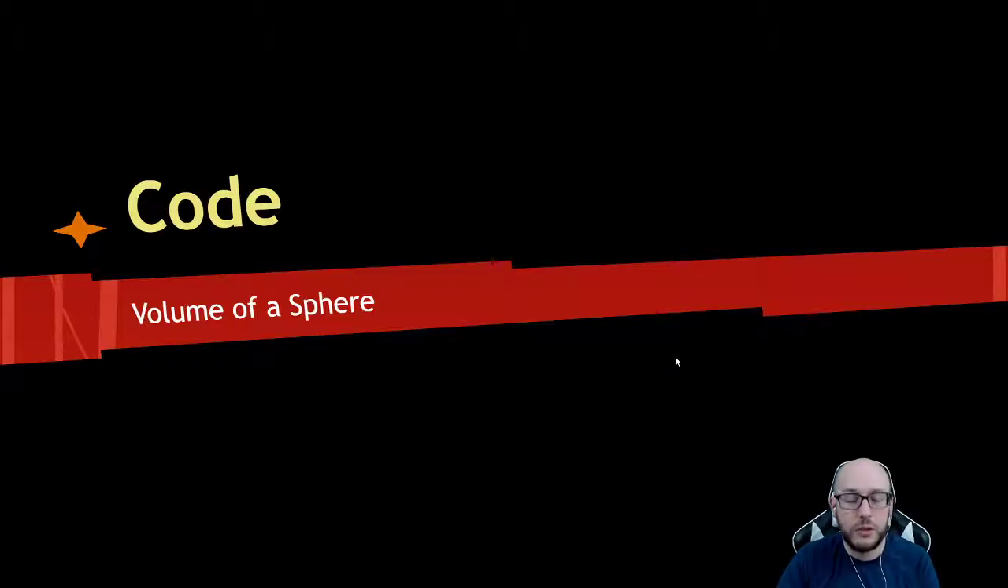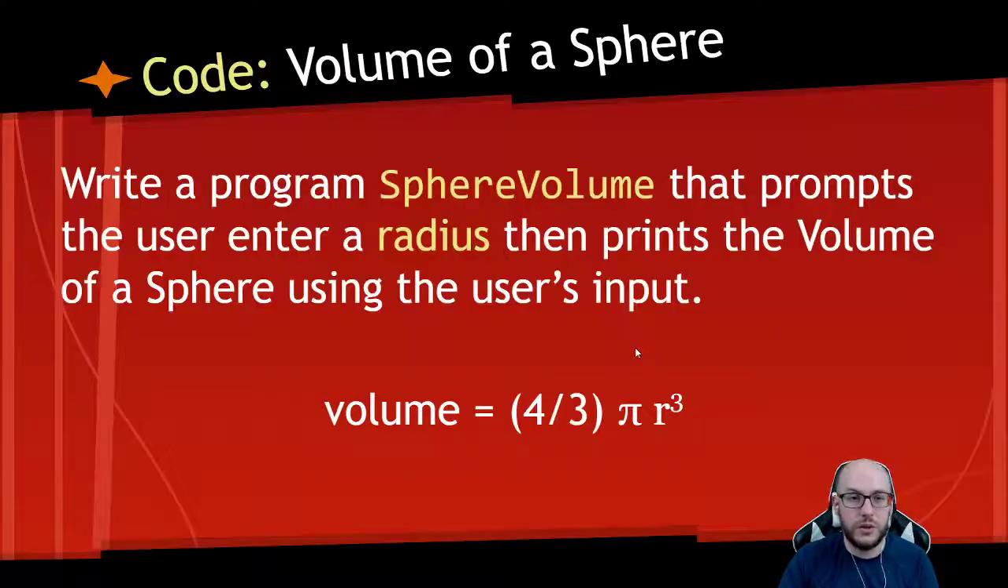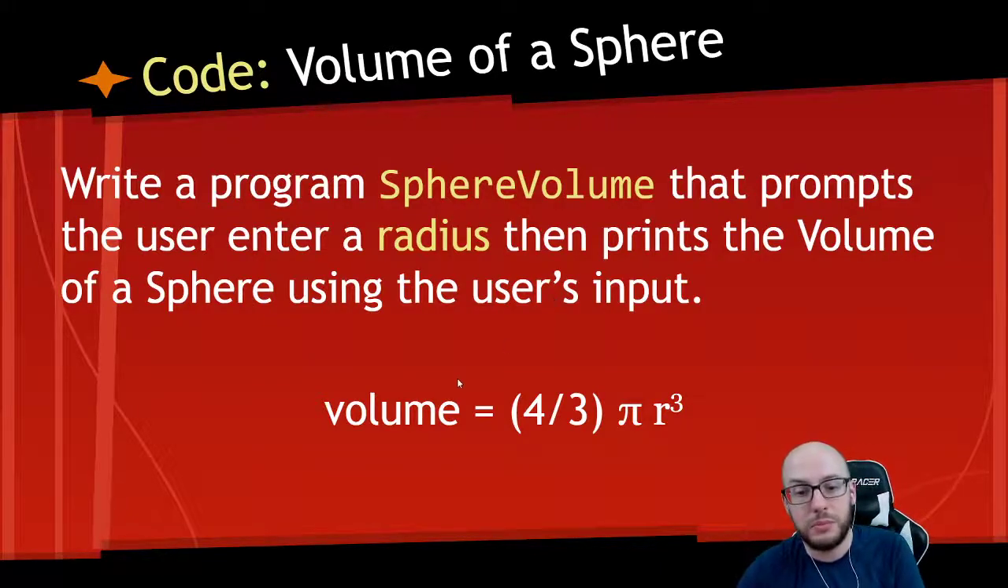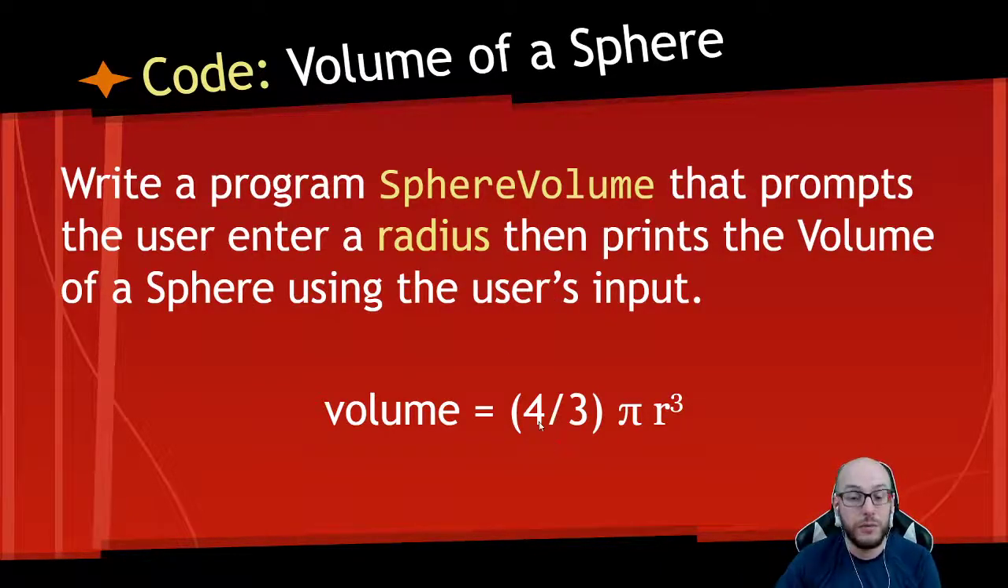Okay, so with those math methods in mind, we're going to code volume of a sphere. Write a program, SphereVolume, that prompts the user to enter a radius, then prints the volume of a sphere using the user's input. And here is the formula for the volume of a sphere. It is 4/3 pi r cubed. So a lot of stuff going on here. I'm going to code this one right now. It might be a good spot to pause if you want to try this on your own, however.